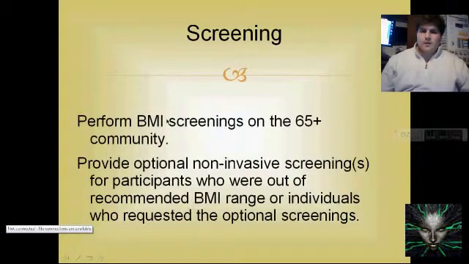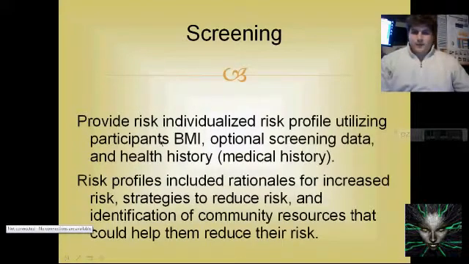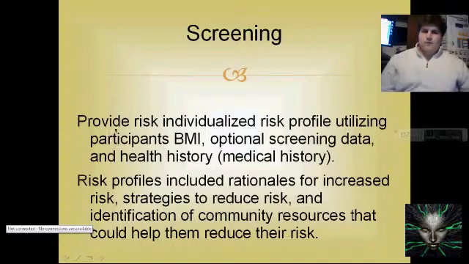This is just another slide about the screening, the non-invasive blood pressures. This is redundant. I've already talked about this. The individualized risk profile would be, if they had high blood pressure and were obese, it increases their chance for cardiovascular disease, stuff like that. Real simple. We're not getting too technical here with their medical histories because we definitely don't want to go down that road too much, but we definitely can give them some information.